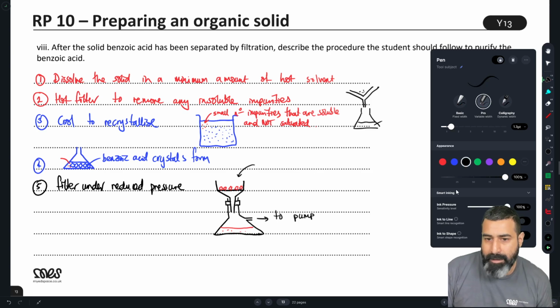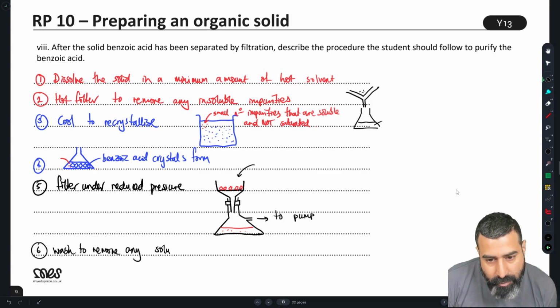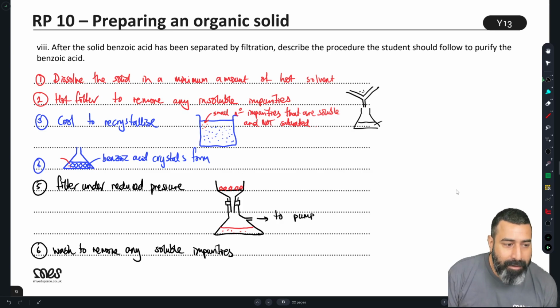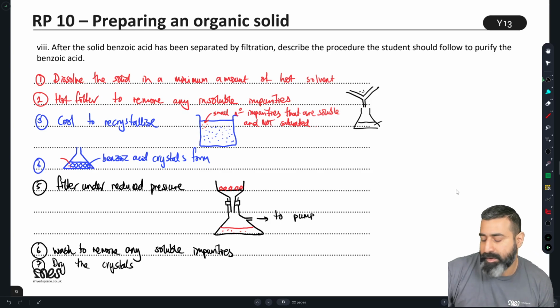Okay. And then we're going to wash to remove any soluble impurities. So once we've isolated our crystals, we'll wash it with some sort of solvent to remove any impurities that are soluble in that solvent, and then we'll dry the crystals. Okay, so there's recrystallization and everything you need to know about it with some fantastic drawings.